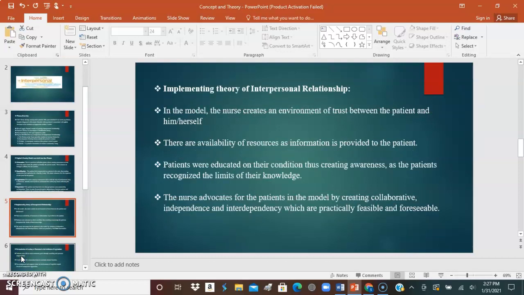Furthermore, how do we implement theory of interpersonal relationship? In the model, the nurse creates an environment of trust between the patient and he or herself. There are availabilities of resources as information is provided to the patient. Patients were educated on their condition, thus creating awareness as the patients recognize the limit of their knowledge. The nurse advocates for the patient in this model by creating collaboration, independence, and interdependency, which are practical, feasible, and foreseeable.